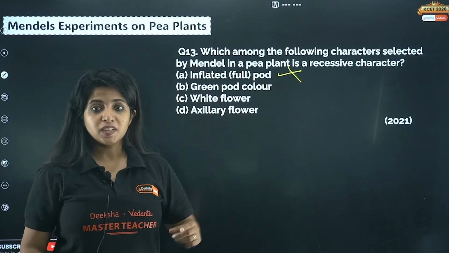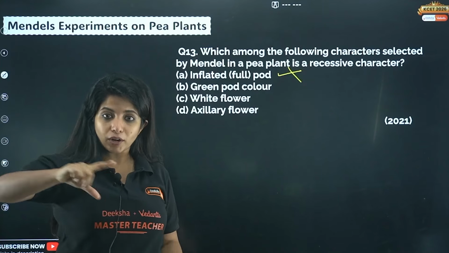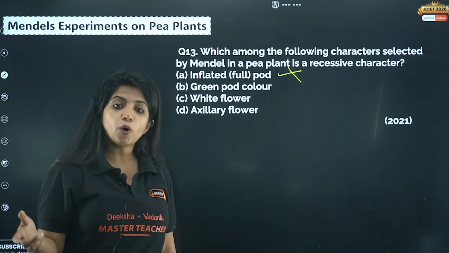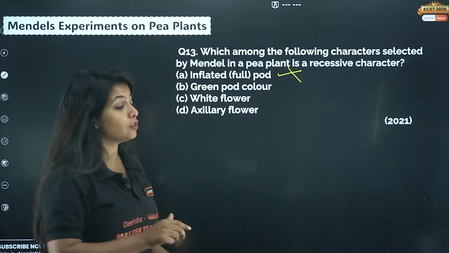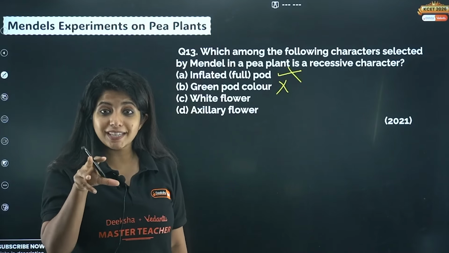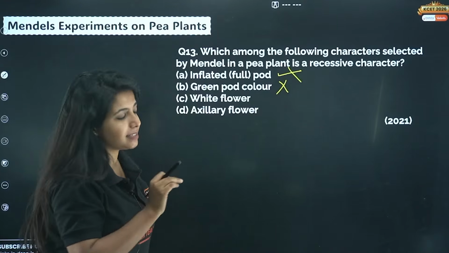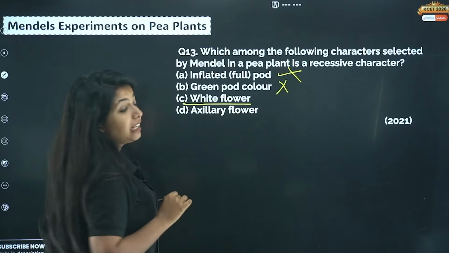Green pod color. So whenever you go to buy peas, don't you pick the green pod color plant? Yes, right? Or do you pick yellow one? It is a green one. So green one is dominant, so this is again wrong. Whereas I'll tell you, the seed which is there, we actually have green peas, but the yellow ones are the dominant ones.